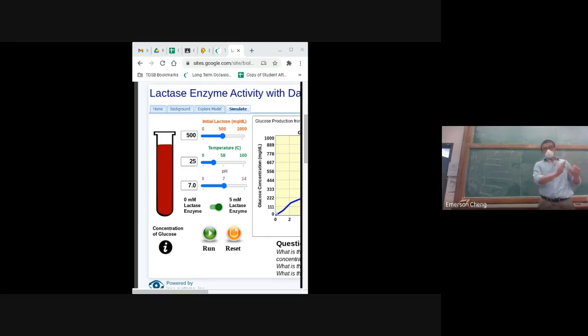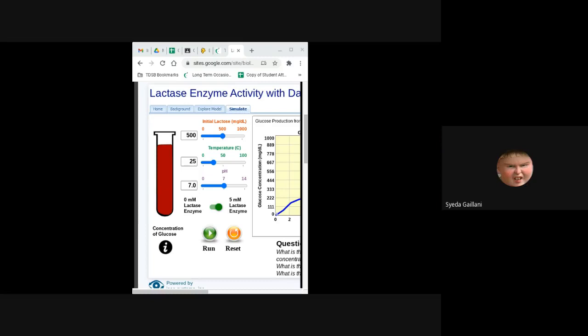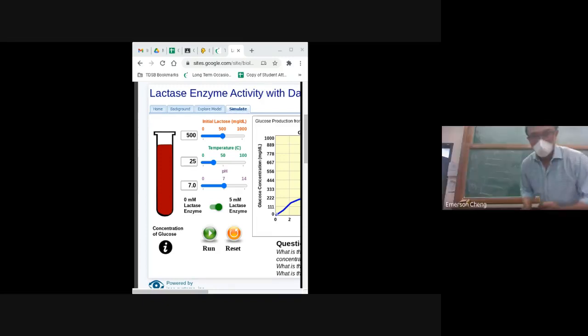pH does not affect kinetic energy. Would it affect the hydrogen ions? Yes. So lower pH will have more hydrogen ions, higher pH will have fewer. But how would the higher or lower pH affect our reaction? Would it affect the shape of the enzymes? Yes, again, perfect. So higher or lower pHs will affect the shape of the enzyme.